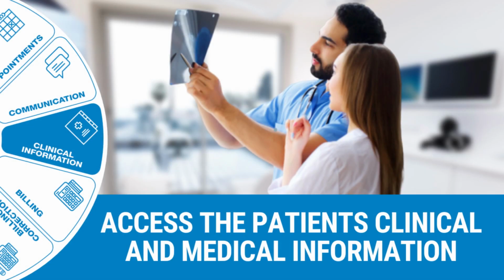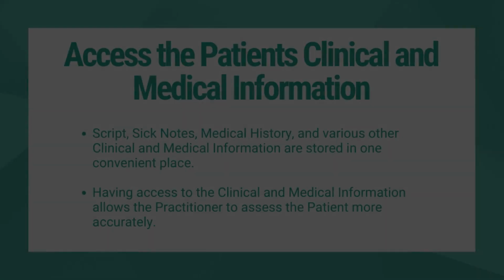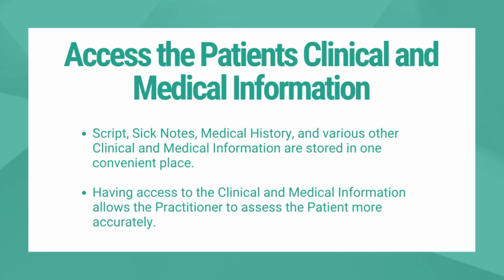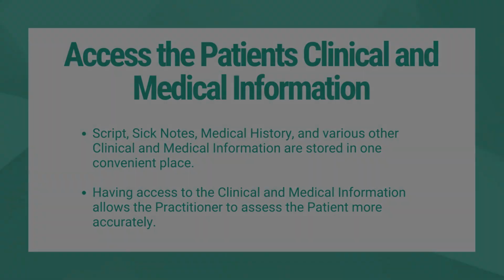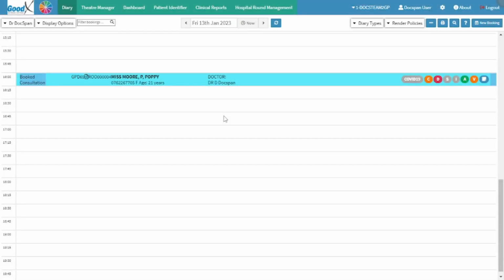The goal of this video is to show you how to access the patient's clinical and medical information. A patient's clinical and medical information can consist of previous scripts or doctor's notes, medical history, sick notes, and various other important records. Having access to prior clinical and medical information can give the practitioner an indication of what might be wrong with the patient, and can advise the practitioner of what health issues the patient might be at risk for. A patient's clinical history can be accessed from two places: the diary sidebar and the debtors sidebar.